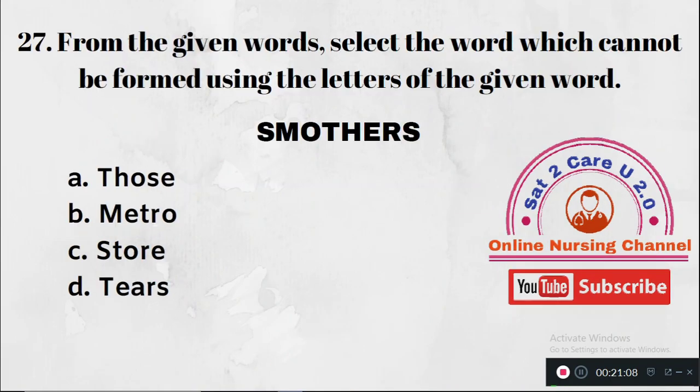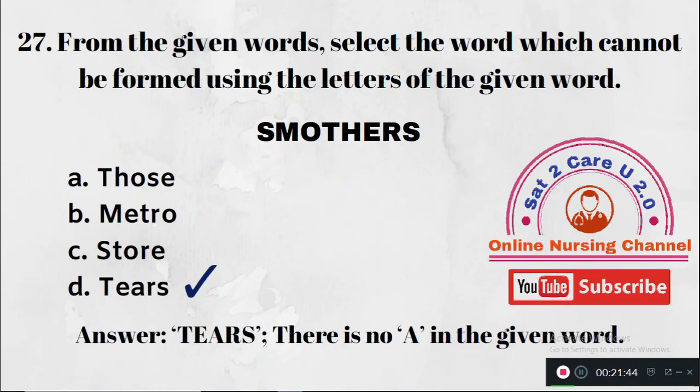Question number 27. From the given words, select the word which cannot be formed using the letters of the given word. A word is given here, smoothers. From this word, which option in the alternatives cannot be made from the letters in smoothers? Option A, those. Option B, metro. C, store. D, tears. There is no A in smoothers, so the right answer will be option D.